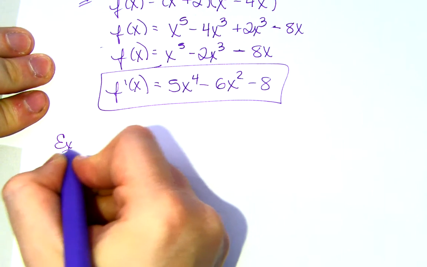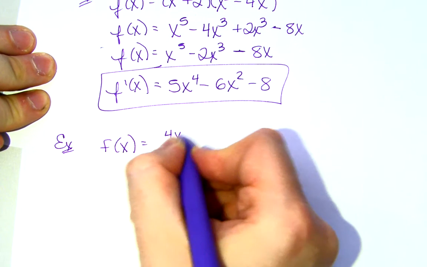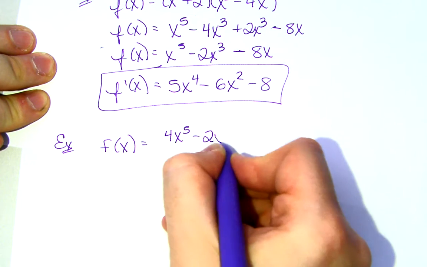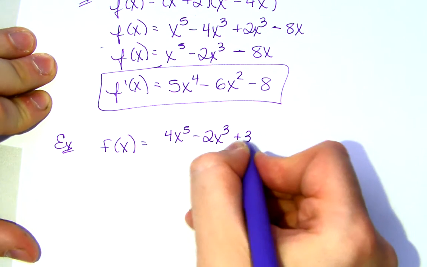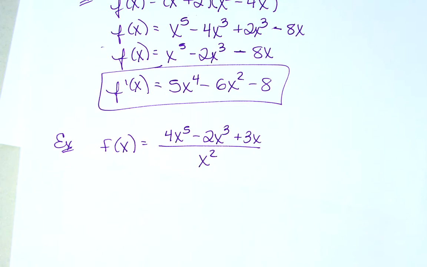Next one. I need to move up. What if we have f of x equals 4x to the 5th minus 2x cubed plus 3x over x squared? There is a quotient rule. That is not as easy as the derivative of the top over the derivative of the bottom. I need about a week to get to that. Again, you know very little right now about derivatives.